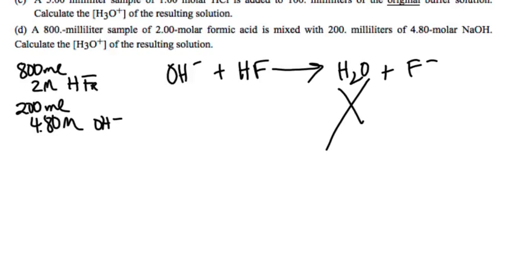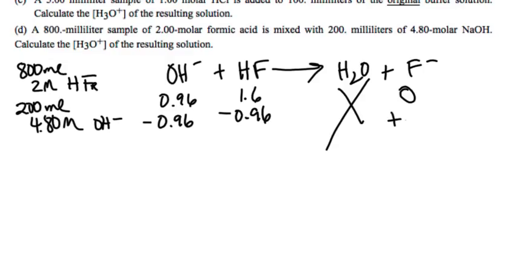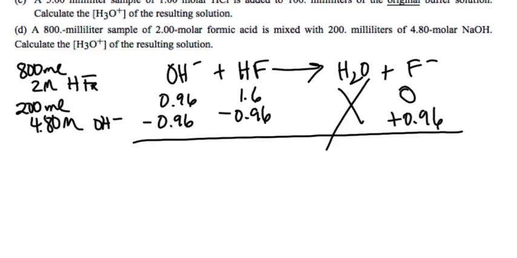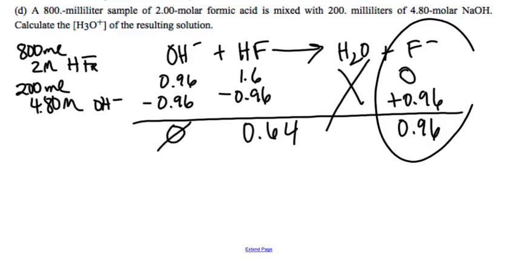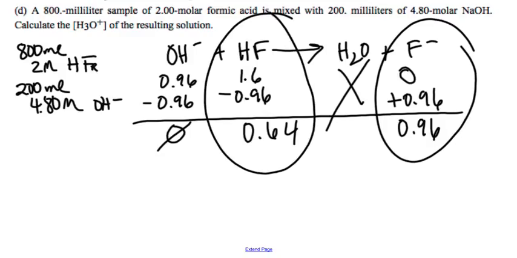All right, so we got to convert this stuff to moles. 0.8 times 0.2 is? 0.8 times 2 is 1.6 of the weak acid, and 4.8 times 0.2 is 0.96. We have no conjugate base yet, so minus 0.96, minus 0.96, plus 0.96, 0. What's 1.6 minus 0.96? It's okay. 0.64, and this is 0.96. What do we have left over? A buffer again. All right, so we have a buffer left over.